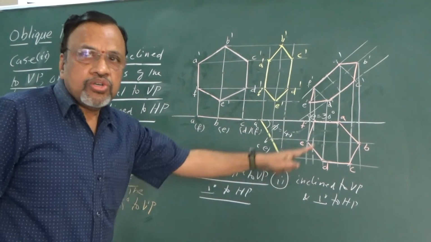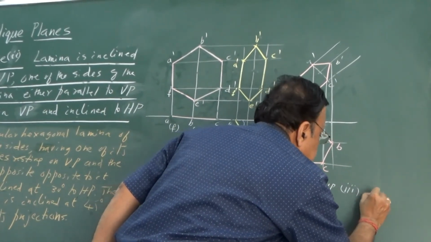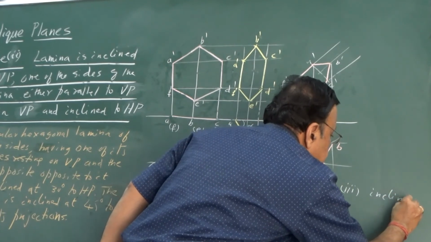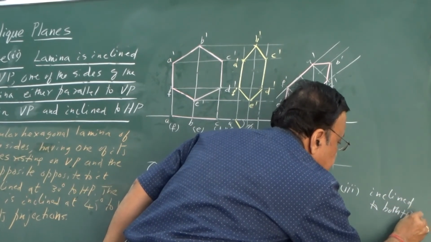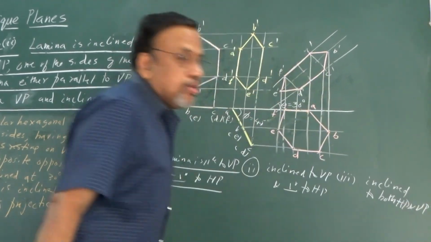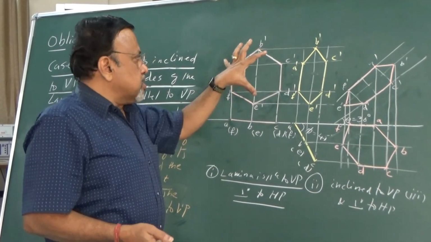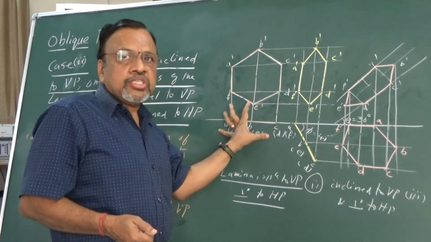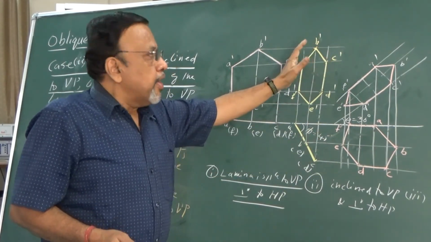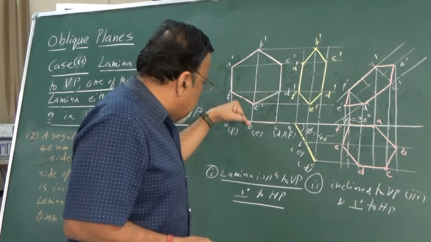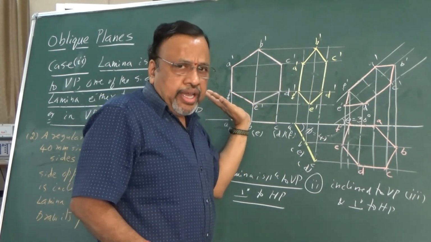What about stage 3? I can say the lamina is inclined to both HP and VP. And not only that, whenever I start from the front view, first I will draw the front view, next I will draw the top view, then I will draw the front view. Again I am going to draw the top view. It is the same sequence like this. It cannot be in between in a different sense. Is it okay? Thank you.